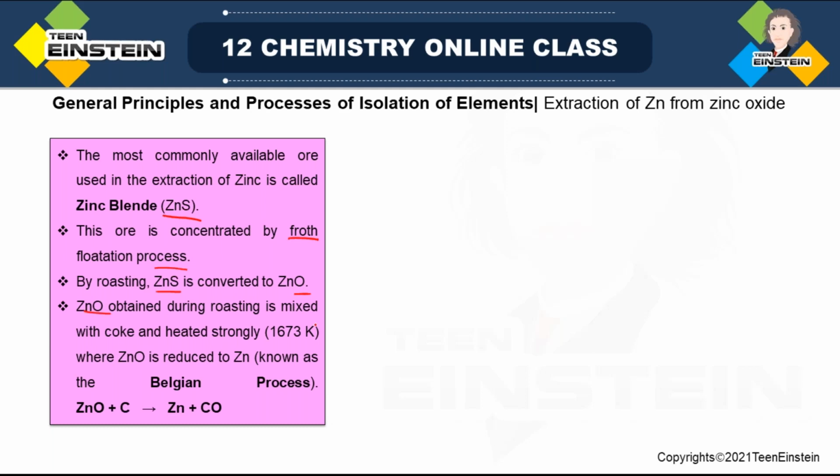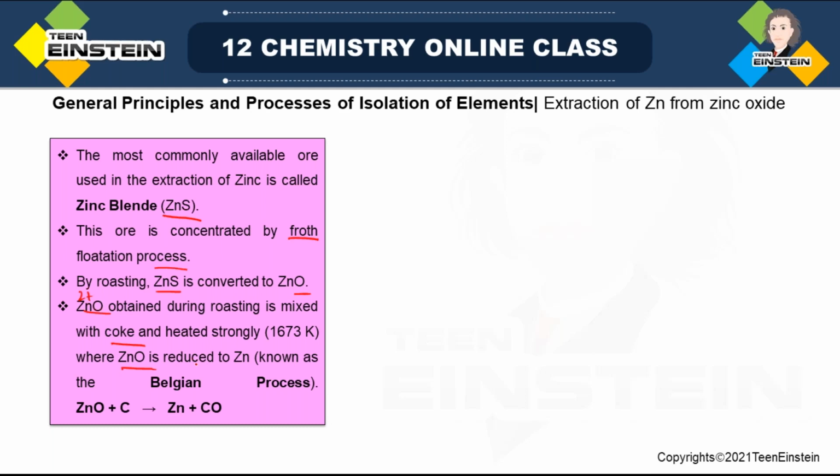This zinc oxide that we have obtained by the roasting process will now be mixed with coke. This is basically the second step, the isolation step, where we get the metallic form of the metal, that is the zero oxidation state. So we need some reducing agent because the oxidation state of zinc is +2. That is why we are using the reducing agent coke. It is heated strongly at 1673 Kelvin, which is a very high temperature, that is almost 1400 degrees centigrade. When it is heated, ZnO is ultimately reduced to metallic zinc.